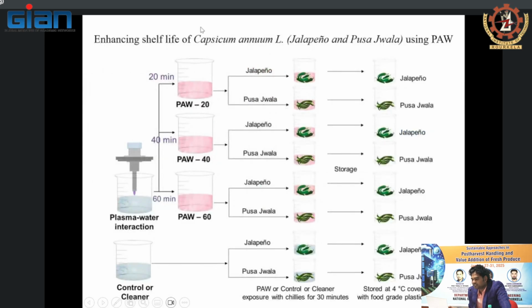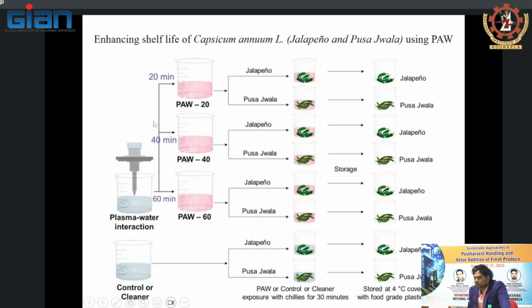And this is one of the studies which we did in our lab, on enhancing the shelf life of green chili. The green chili varieties we have taken are jalapeno and Pusa Jwala. These are the two varieties of green chili taken for the study. We made plasma activated water: 20 minutes plasma activated, 40-minute plasma activated, and 60-minute plasma activated.